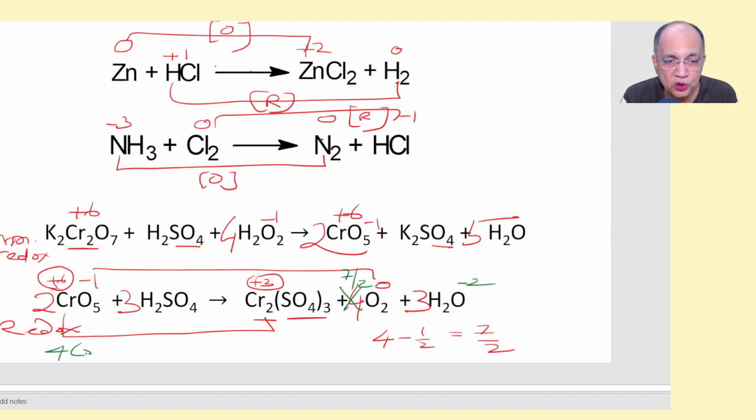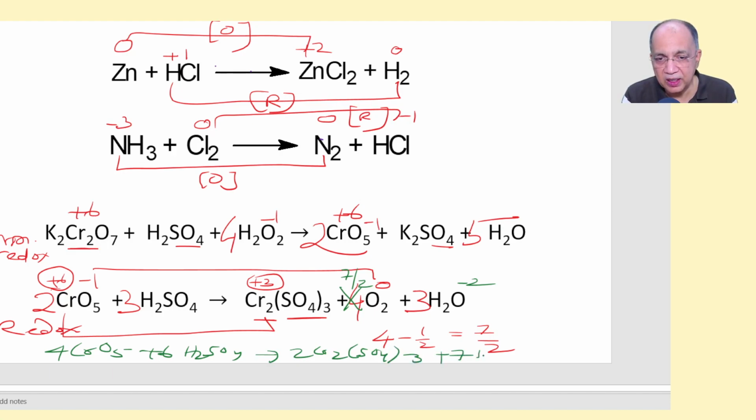So it becomes 4CrO5 plus 6H2SO4 gives you 2Cr2(SO4)3 plus 7O2. This 2 cancels, plus 6 water.